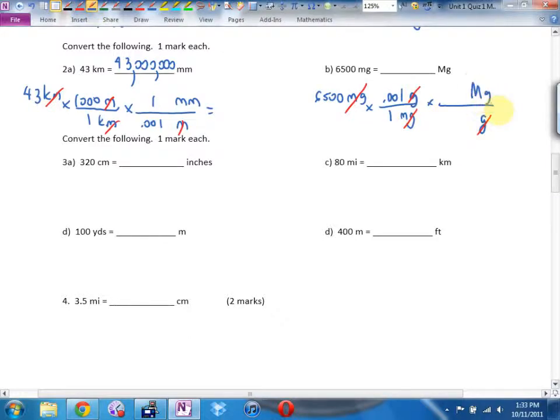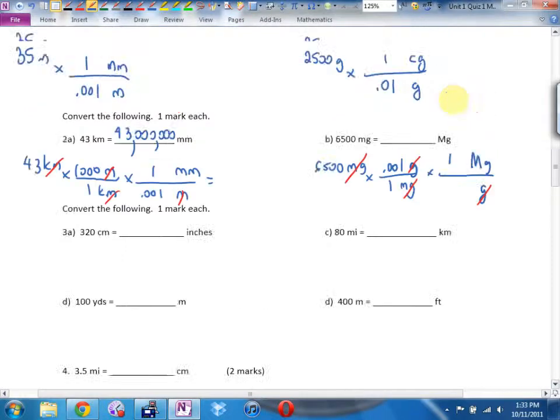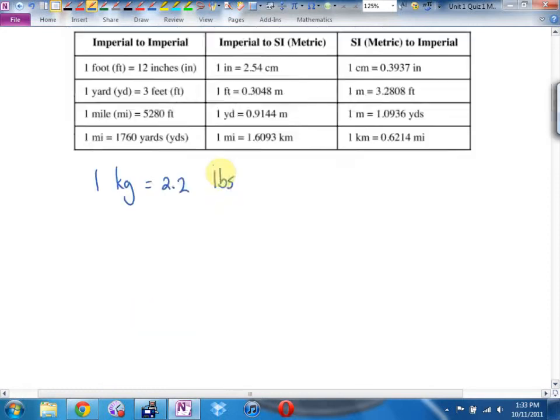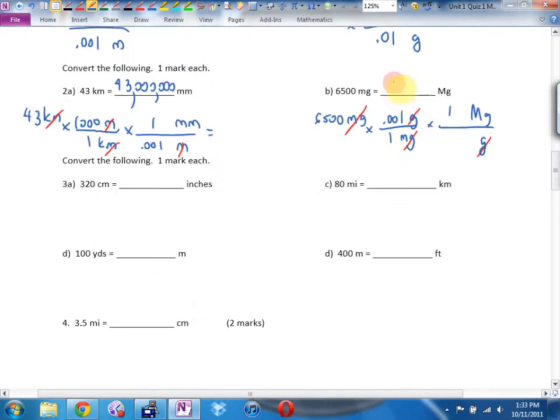Get rid of grams. Yay, grams will cancel. And I want to end up in megagrams. And 1 megagram is 1 million or 10 to the sixth. I'll write 10 to the 6th because it's less writing. Oh, not there, Mr. Dueck. Silly rabbit. How about right there, 10 to the 6th?